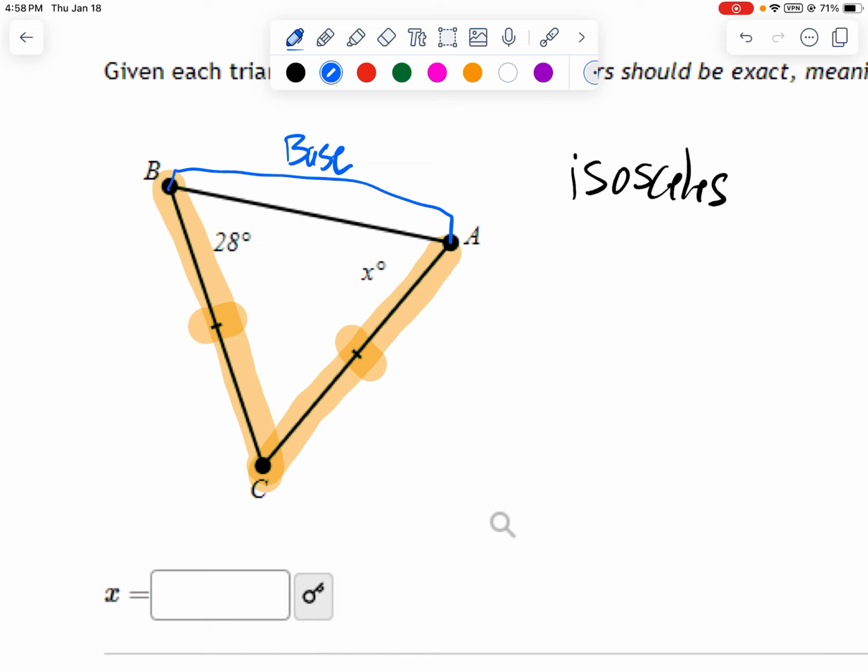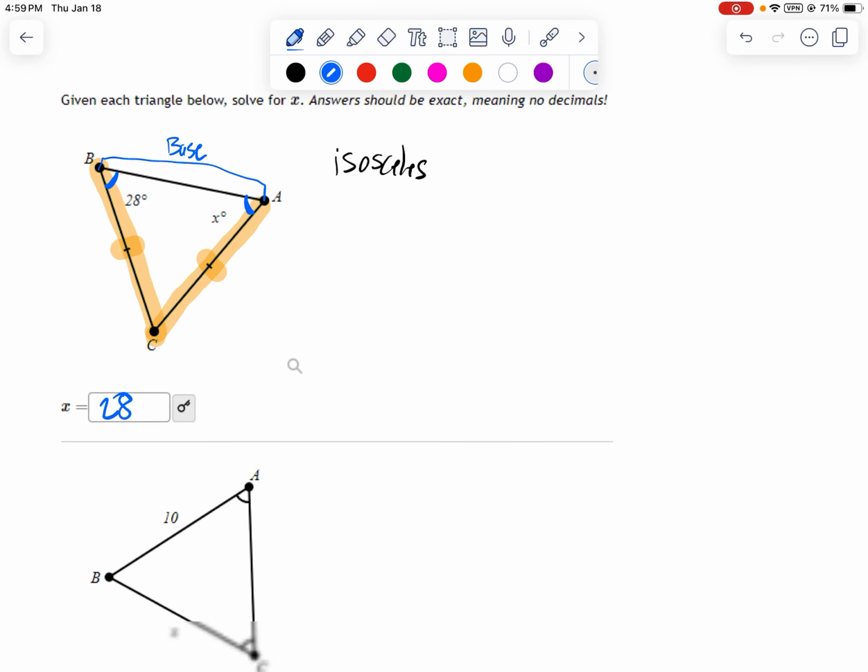Knowing that we have something called the base helps us think about the second property of isosceles triangles, which is that the base angles, or the two angles that form the base, are congruent to each other. So not only do two sides have to be congruent to each other, but their opposite angles are also congruent, meaning that if this first angle is 28, that other angle is also 28. Bam, solve for x. That is what is guaranteed in isosceles triangles: if the two sides are the same, so are the base angles.